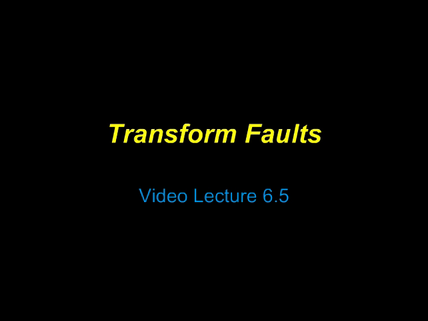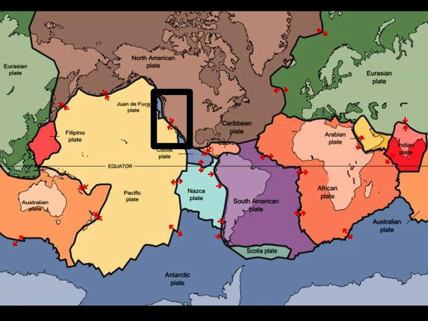Video Lecture 6.5, Transform Faults, also known as Transform Boundaries. Key to understanding a transform boundary, it's not divergence or separation like we looked at when we looked at Iceland. It's not what we're going to look at next when we look at convergent plates where we have arrows that are coming into each other.